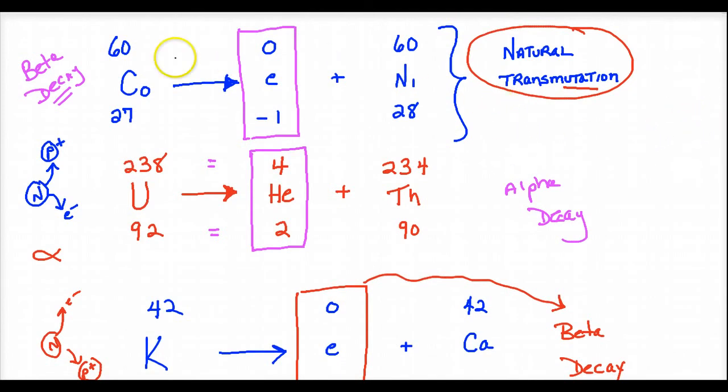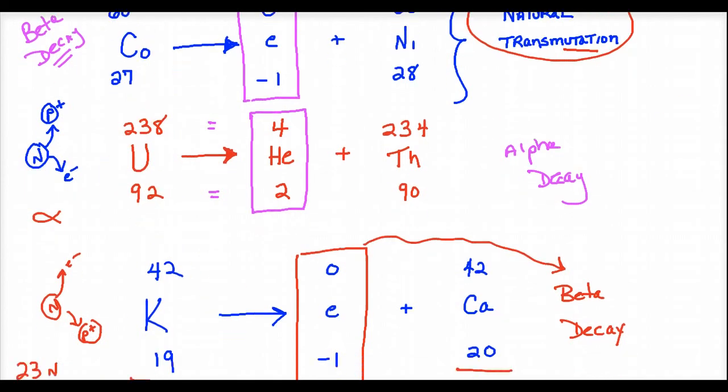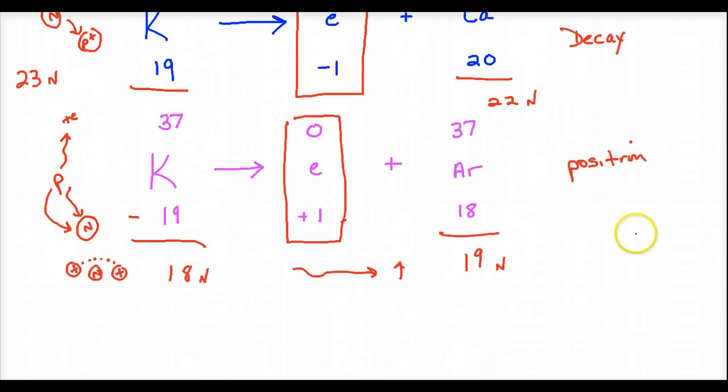But again, all these examples are natural transmutation. How do I know? There's only one reactant. Therefore, they naturally do this, and we cannot control them. And their half-lives are something that we just have to live with. We can't control these half-lives, but they do this on their own. If you had a second reactant, forcing them to collide to make this happen, that'd be unnatural or artificial transmutation.